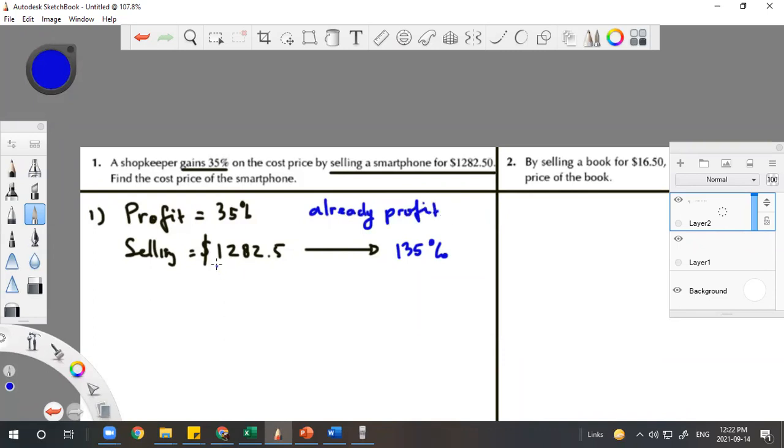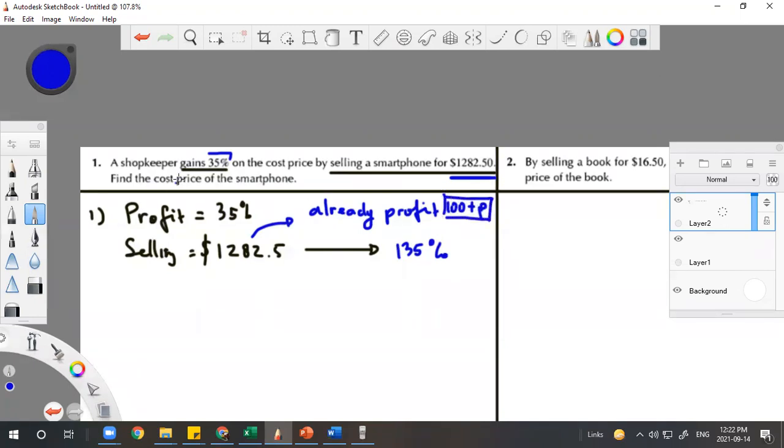Already gain. So the 1,282 is already gain. You already get the profit from that value. So it is 135%. Get it? Everyone's supposed to get this idea. If you don't get the idea, ask me. Selling a smartphone for this amount, they already get the profit, about 35%. So 135 is already profit. So you have to put 100 plus the profit percent, right?